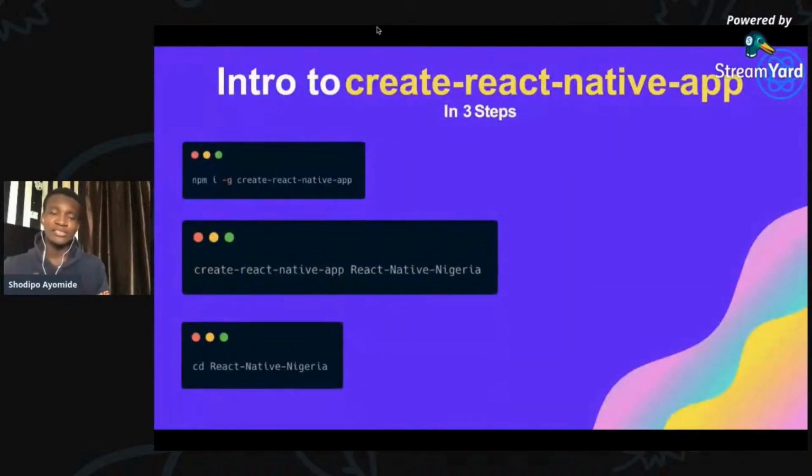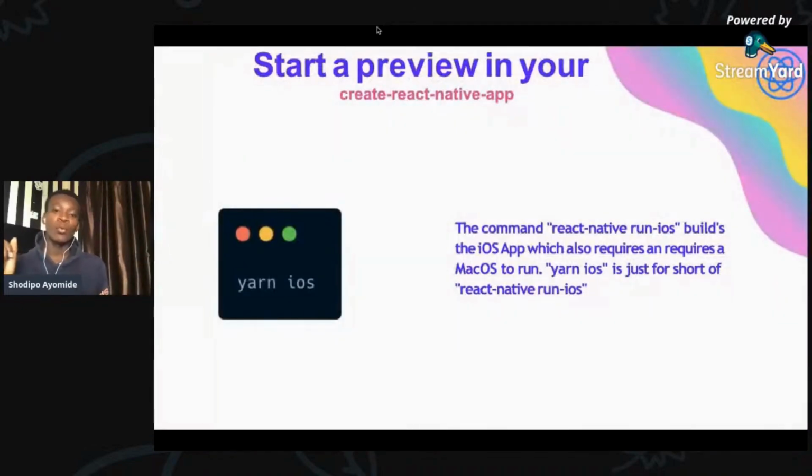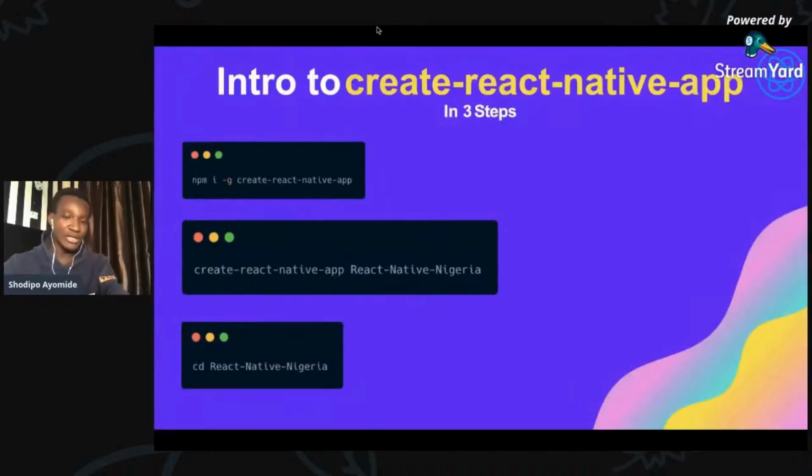So once you're done with that, the next command you're going to run, after Create React Native App has been installed globally on your system, is create-react-native-app React Native Nigeria. React Native Nigeria is the name of the project you want to kickstart on top of Create React Native App. Once that's done, installed and configured everything, you just enter into the directory and start your project.